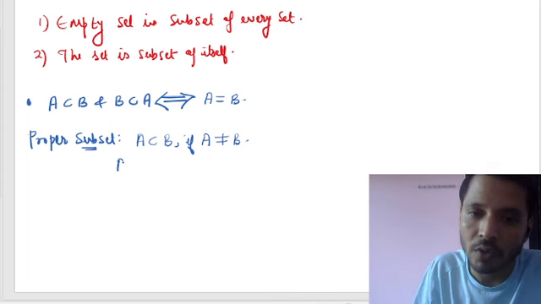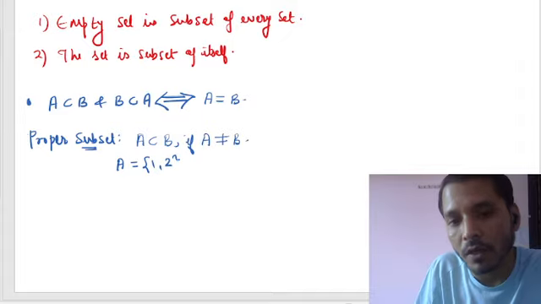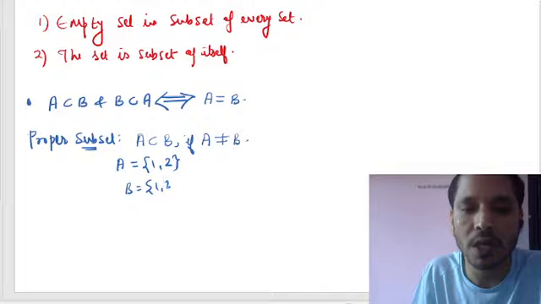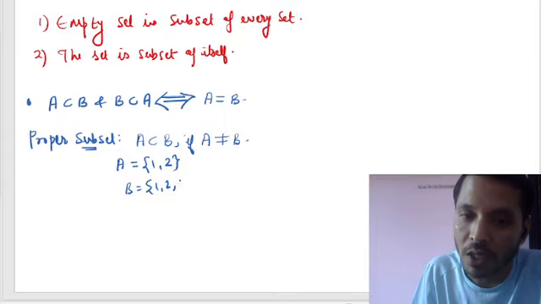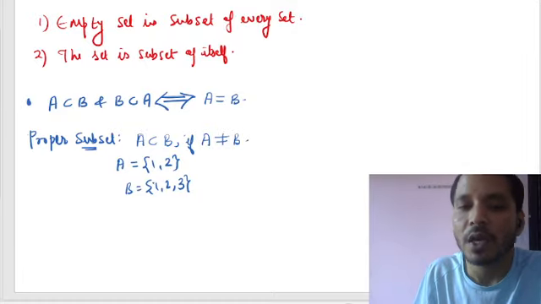Let us suppose here you have A equal to {1, 2} and B also consists of {1, 2}. Can we say it is a proper subset? No, because A is equal to B here. In that case, it is not a proper subset. So here we have to take some other element also. Now here you can see that A is not equal to B.